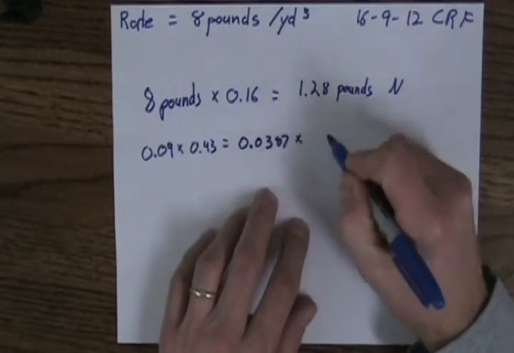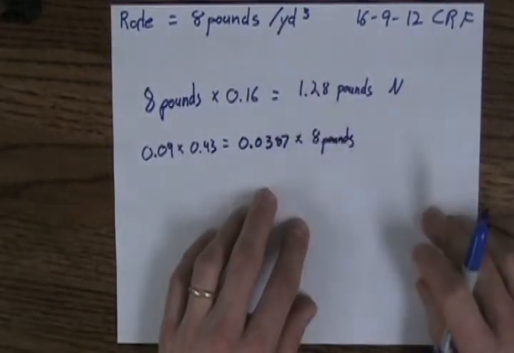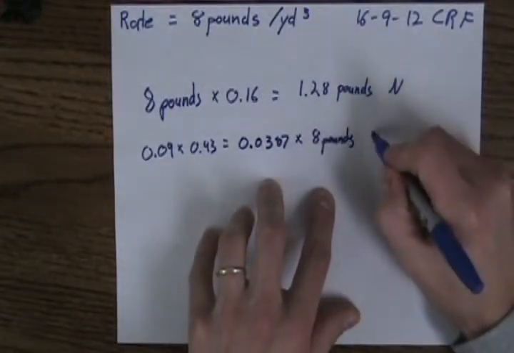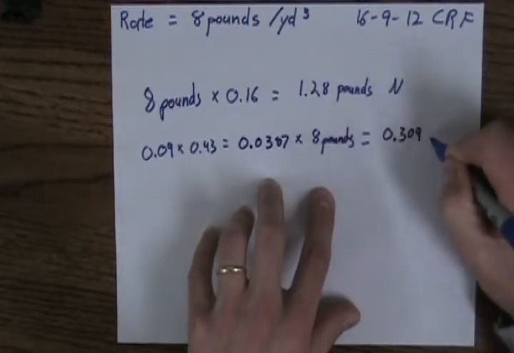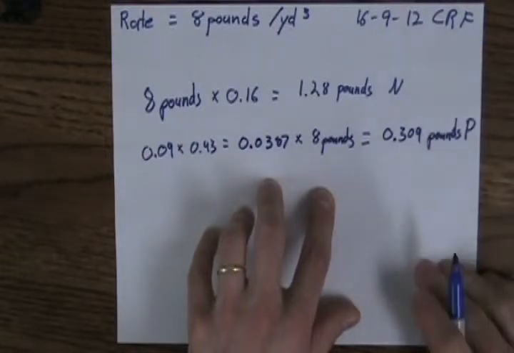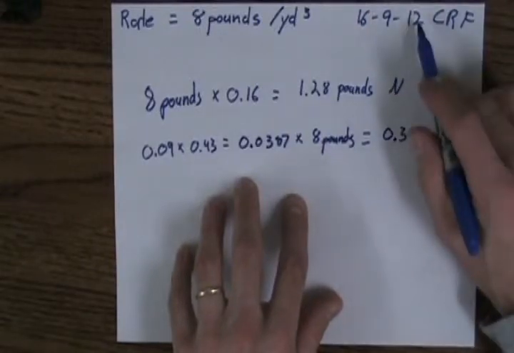So we're going to multiply that by our 8 pounds of 16-9-12, the total amount of product that we're going to put down, and that equals 0.309 pounds of phosphorus. And the same process goes for our potassium.